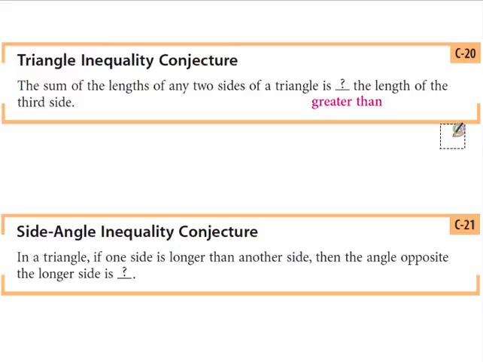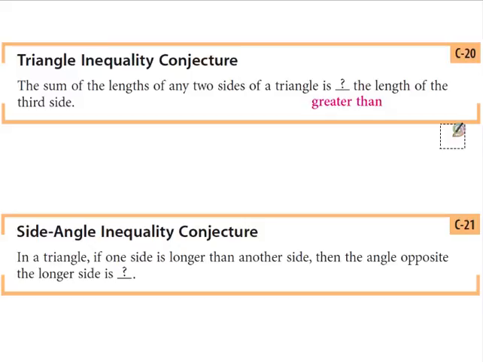So essentially what that means is that if you take your two shortest sides in a triangle, okay, and you put them together end to end, that should be longer than the longest side of the triangle. Okay? So let's say that again. If you take the two shortest sides and you add their lengths together, that is going to be longer than the third side. So we have another conjecture we're going to talk about, and then we're going to look at some examples.